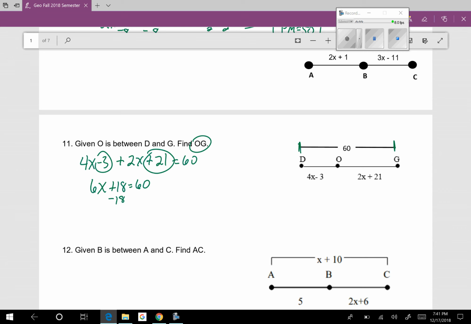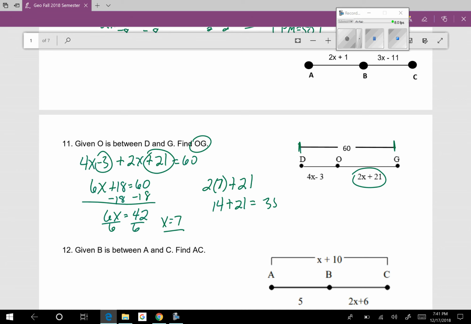So subtract 18. So you get 6x is equal to 42. And divide by 6. And you get x is 7. Now we need to find OG. So OG is this 2x plus 21. So 2 times 7 plus 21. So this is 14 plus 21, so that's 35. So OG is 35.